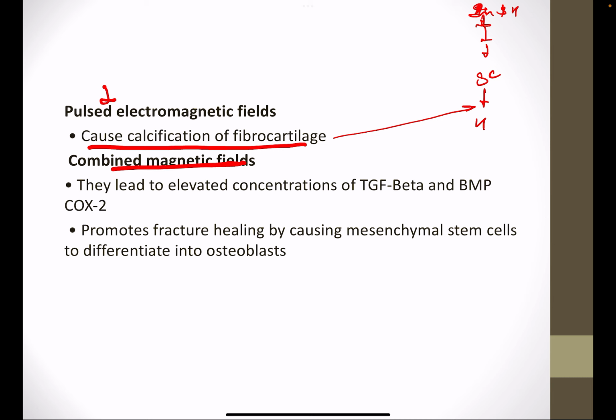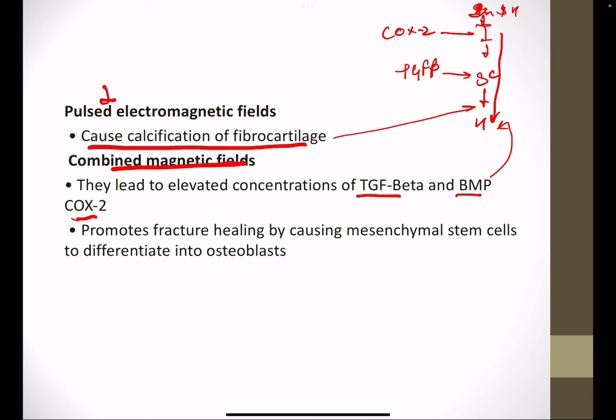They lead to elevated concentration of TGF beta, BMP, and COX. TGF beta plays a role in the stage of soft callus. COX plays a role in the stage of inflammation. We all know that. And bone morphogenic protein actually helps in ossification. So it affects all the stages from the inflammation to ossification.